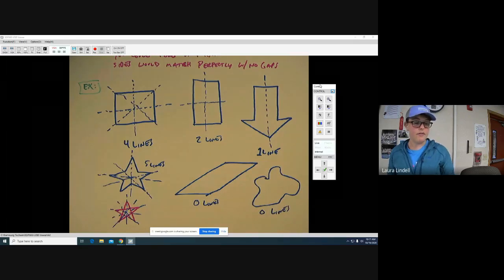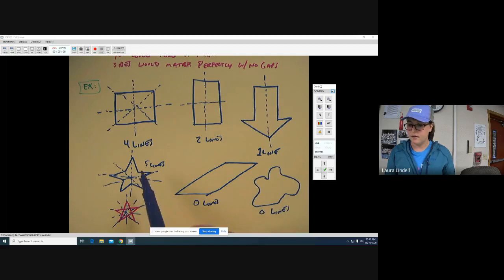So there's all kinds. Not every shape has lines of symmetry. A lot of them don't. But again, that's what we're looking for with lines of symmetry: places that I could fold it and it would match up perfectly. Okay, so that's symmetry for today.